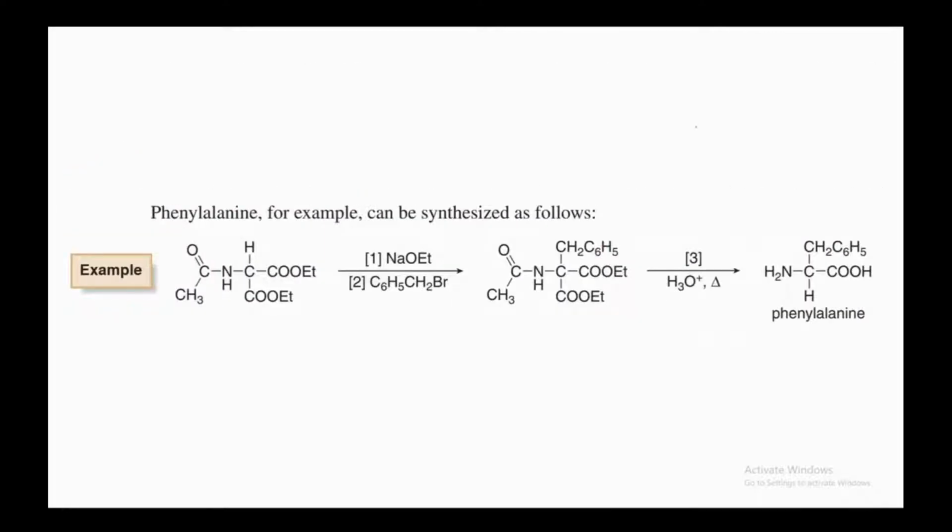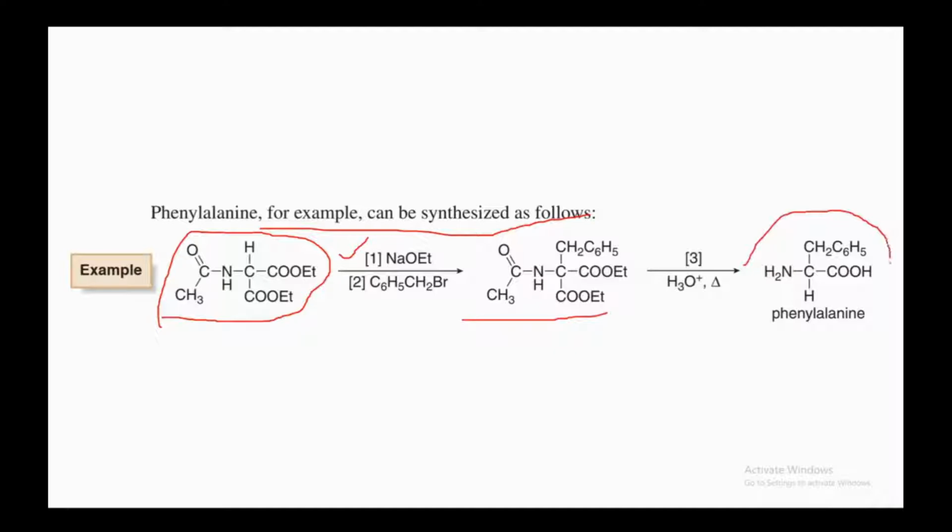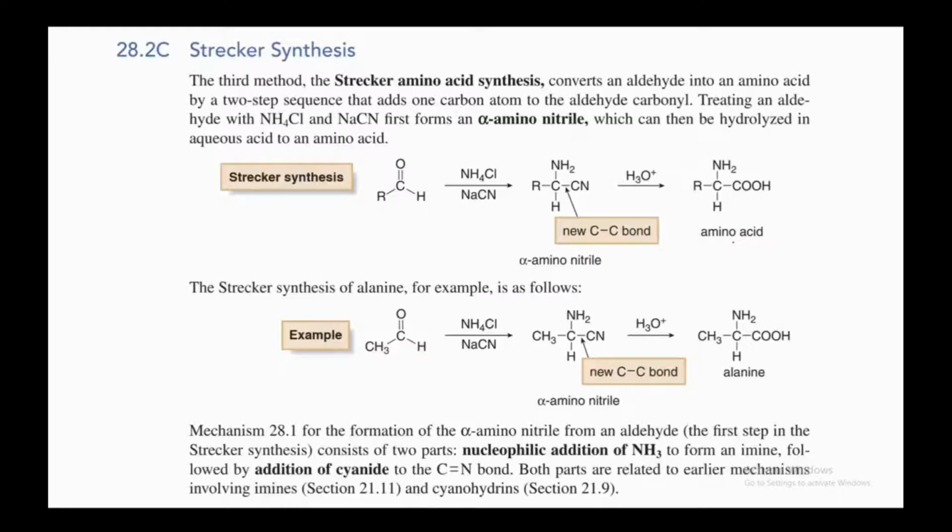Next, phenylalanine, for example, can be synthesized as follows. This is the structure which reacts with sodium ethoxide and the alkyl part to generate this compound, which upon heating and hydrolysis gives you the phenylalanine amino acid.